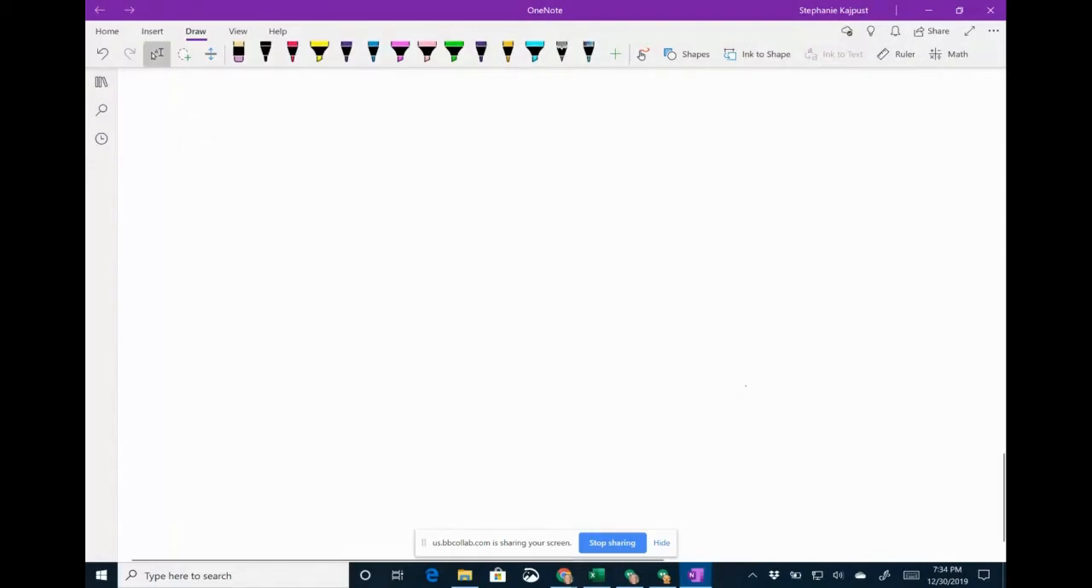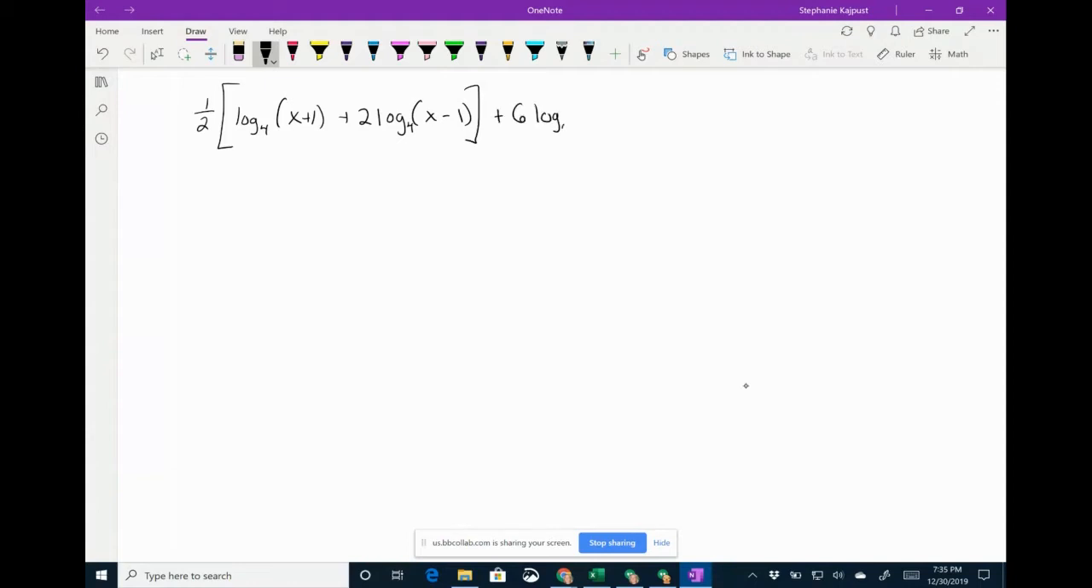Okay, so it's 1/2 [log base 4 (x + 1) + 2 log base 4 (x - 1)] + 6 log base 4 x.